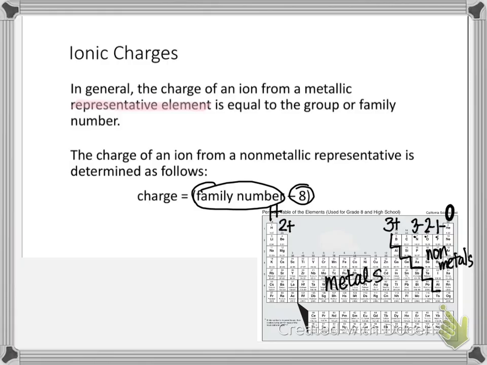Now, the middle column, the 4A, they're in the middle. They have some metals and some nonmetals. So if I was using what they are predicting with this, I would say a 4 plus would be for my metals and a 4 negative would be for my nonmetals. But in full disclosure, the 4 negative for the nonmetals does not happen.